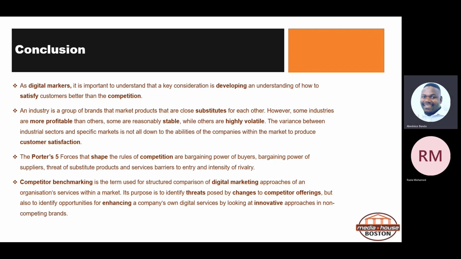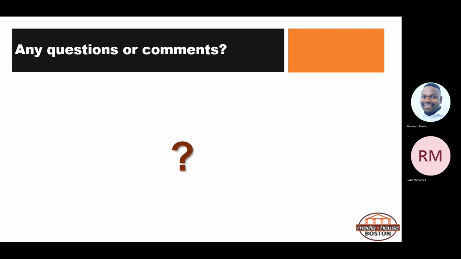An industry is a group of brands that market products that are close substitutes. I've said that. And we've also spoken about Porter's five forces: the barriers to entry, the bargaining power of suppliers, the bargaining power of buyers, and so on. And we also spoke about competitor benchmarking. Any questions?